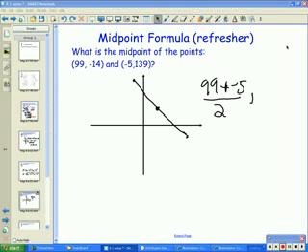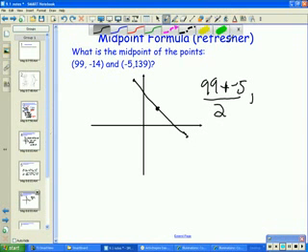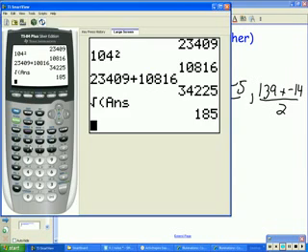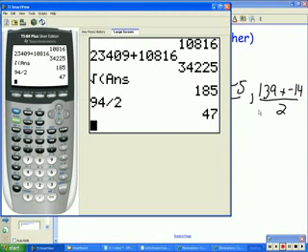And then, let me get this out of our way. We're going to do the same thing for the y's. So 139 plus negative 14 divided by 2. So, and once again, the order doesn't matter. The commutative property lets us add them either way. So 99 plus negative 5, that's 94. 94 divided by 2, I believe is 47. Let me just double check here. 94 divided by 2, yeah, 47.